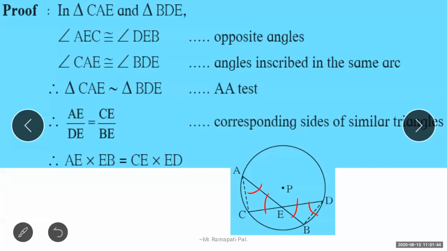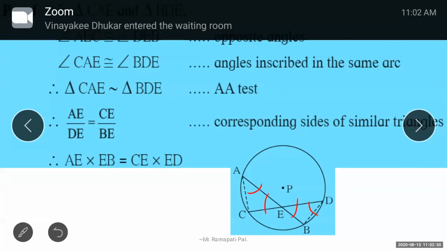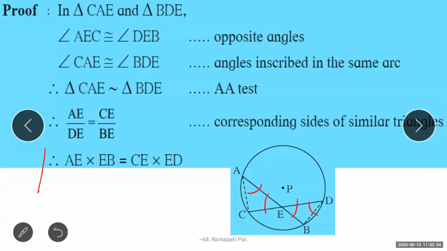Therefore, once the triangles are similar, their sides are proportional. So we are going to take a ratio, that is AE upon DE is equal to CE upon BE, because corresponding sides of similar triangles are proportional. We learned in the first chapter that when two triangles are similar, their sides are proportional. So we are going to use that rule. Now, by transposition, BE will move to the side of AE. So it becomes AE into EB is equal to CE into ED. It is very important, so you have to note this down.